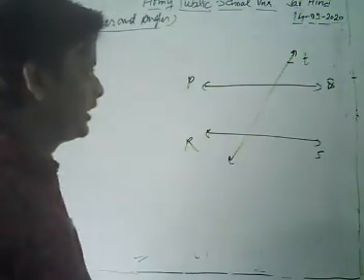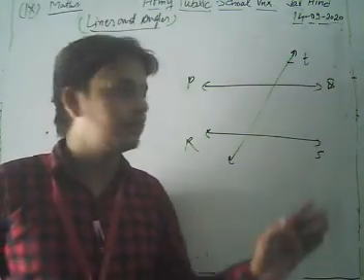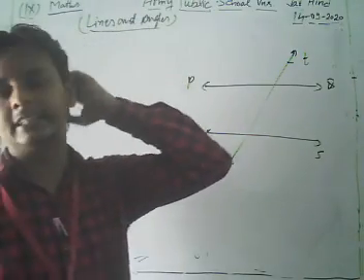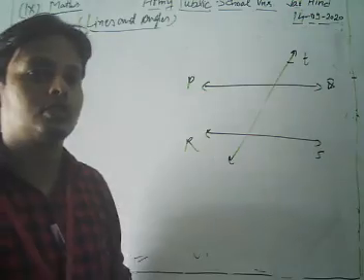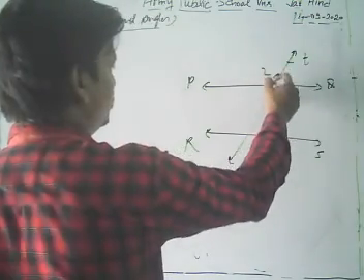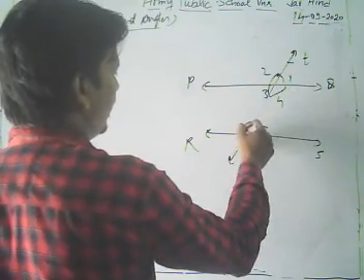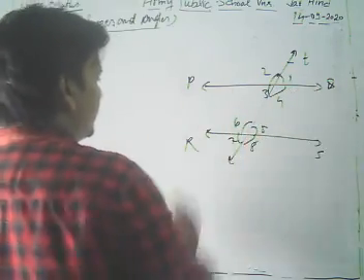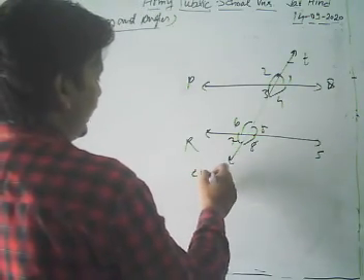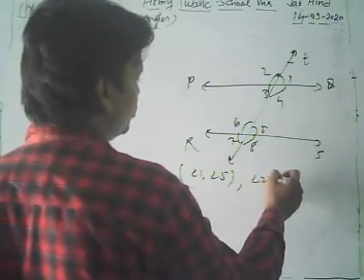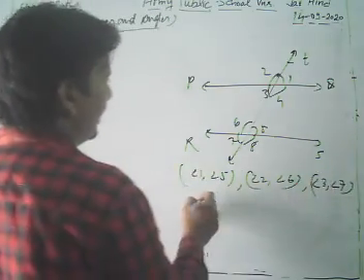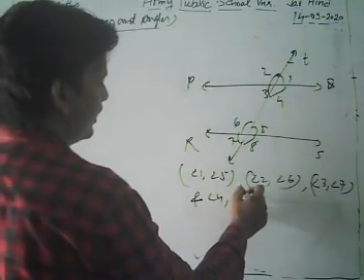then many angles are formed by that transversal T. They form corresponding angles, alternate interior angles, and also consecutive interior angles. Let me discuss them. Suppose these are angles 1 2 3 4 5 6 7 8. Here the pairs of corresponding angles are: angle 1 and angle 5, angle 2 and angle 6, angle 3 and angle 7, and angle 4 and angle 8.